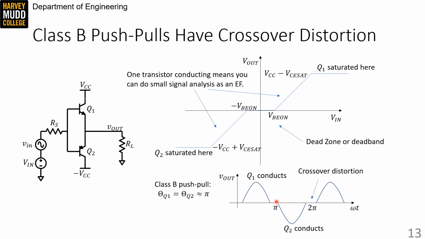And we can see here that Q1 and Q2 both have conduction angles of about pi, Q1 during this positive half cycle and Q2 during this negative half cycle, which is why this is called a Class B push-pull. One final note, this is a convenient design because the biasing is really easy. We don't actually have to do any, other than making sure that Vin is in the right spot.